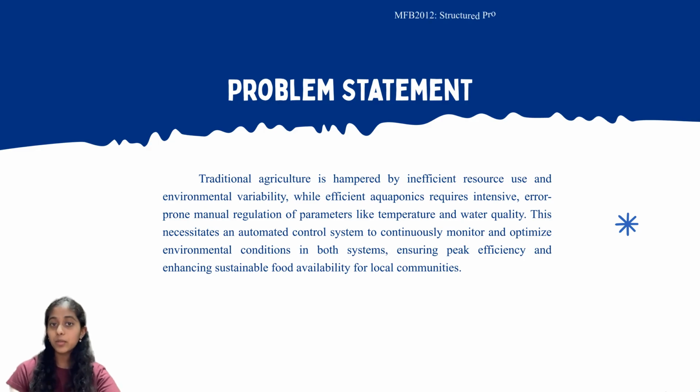Next, we'll be looking at the problem statement of our project. Traditional agriculture is hampered by inefficient resource use and environmental variability, while efficient aquaponics requires intensive, error-prone manual regulation of parameters like temperature and water quality. This necessitates an automated control system to continuously monitor and optimize environmental conditions in both systems, ensuring peak efficiency and enhancing sustainable food availability for the local communities.